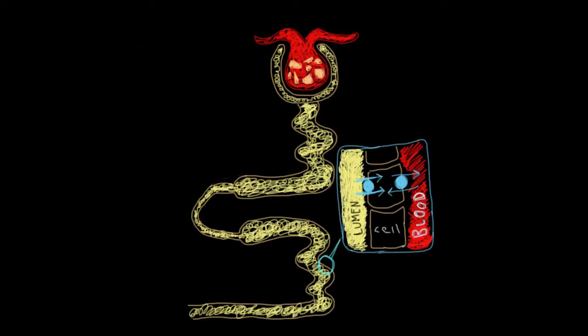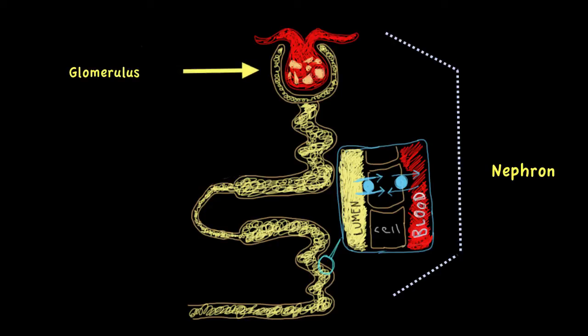So what I've done is drawn up a nephron. And first off, at the top here, we have our glomerulus, a giant capillary network where all of the blood contents are pushed out of the blood vessels and into the lumen of the nephron. And this is where our journey to the formation of urine begins.